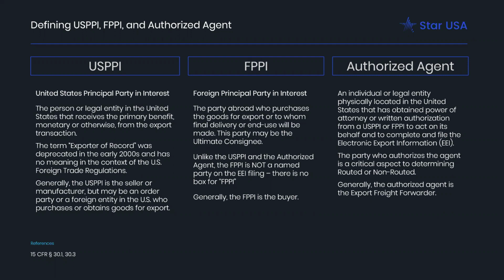It is not at all uncommon to have the USPPI also be the authorized agent. It can never be the FPPI because the agent has to be in the US at the time of the filing. So typically the authorized agent is going to be your freight forwarder, or in some circumstances at some businesses, it's going to be the USPPI.